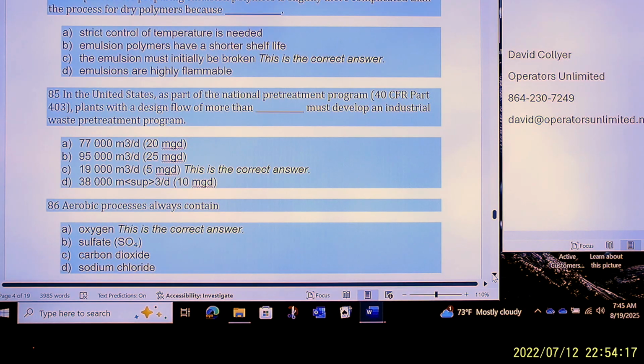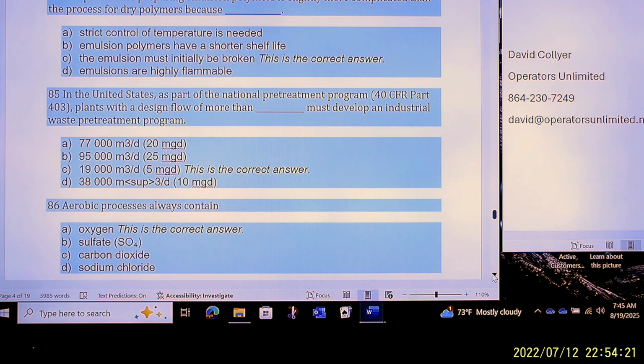84. The process for preparing emulsion polymers is slightly more complicated than the process for dry polymers because A, strict control of temperature is needed. B, emulsion polymers have a shorter shelf life. C, the emulsion must initially be broken. Or D, emulsions are highly flammable. The answer to 84 is C, the emulsion must initially be broken.